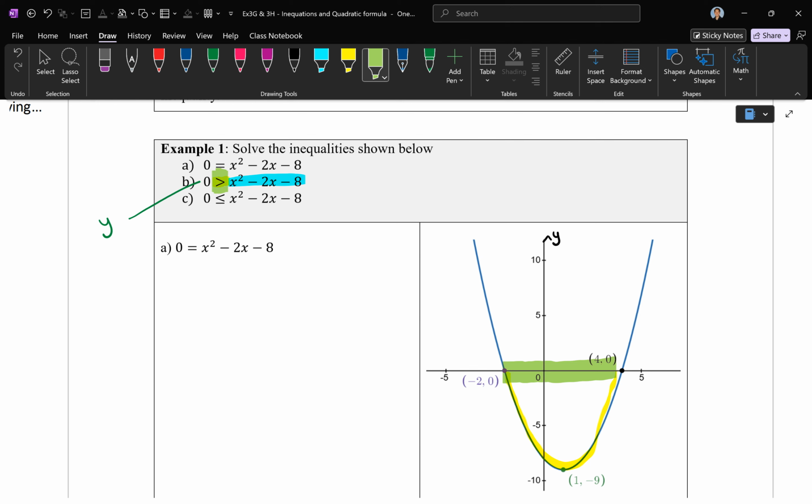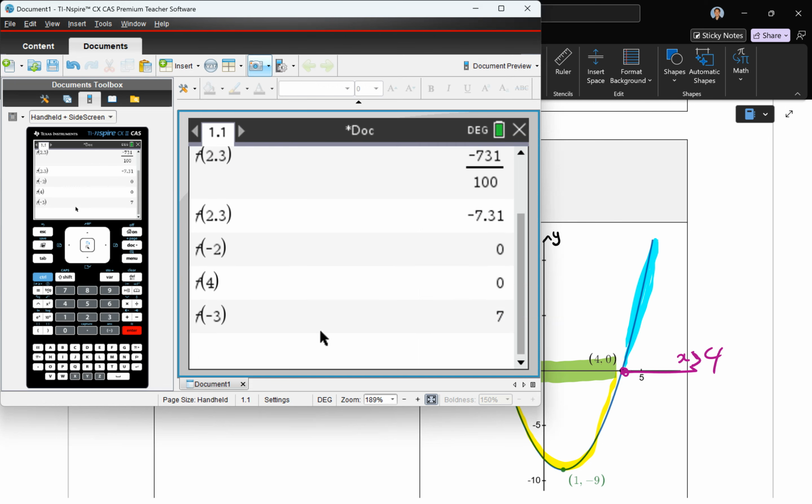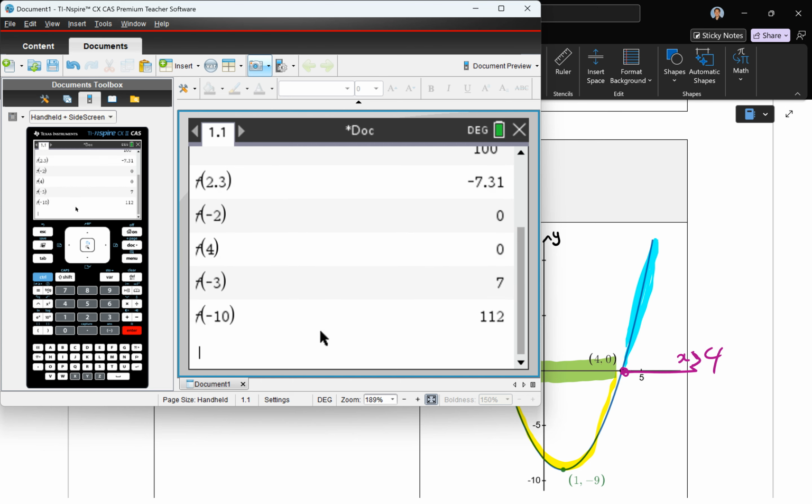Whereas if I flipped it around, if I said I want the graph to be greater than 0, looking at the graph here, I can tell that this part will have a y value that is bigger than 0. This one will also have a y value bigger than 0. And just from the graph, I can already tell if you picked any number that's smaller than -2, or any number that's bigger than 4, you're going to get a y value greater than 0. So here we go, let's test it. If I go f of -3, it's 7. It's bigger than 0. F of -10, it's 112.